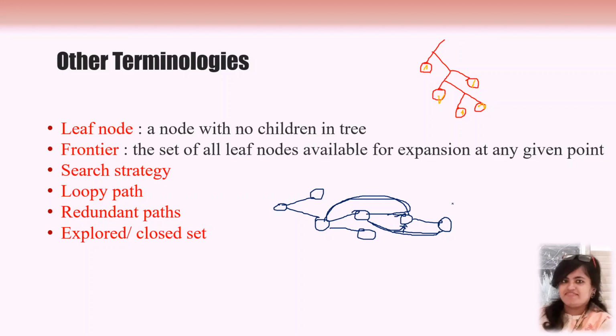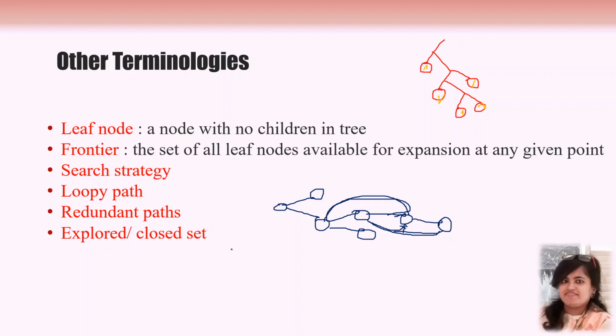Now redundant path. So when we are expanding one particular tree, there can be certain paths that we do not require actually. The importance of the path has been lost in due course of time. So those paths belong to the redundant path.